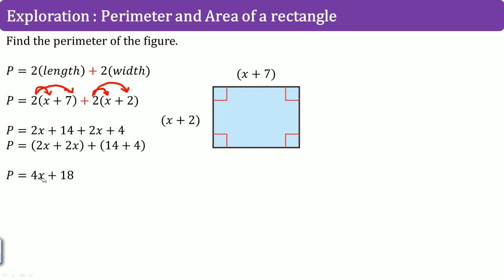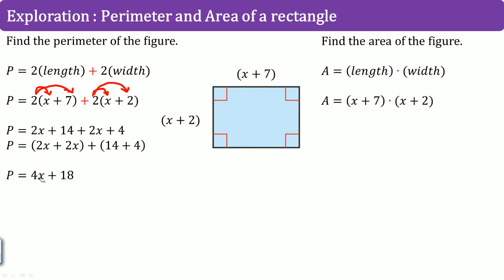The area, same formula from before. The area is length times width. So now it's a multiplication. So we are going to distribute x times x, gets you x squared. x times 2 is your 2x. Then you have your bottom. 7 times x is 7x. 7 times 2 is 14. There are some like terms that you have. 2x and 7x makes 9x. Everything else stays the same. There you go.